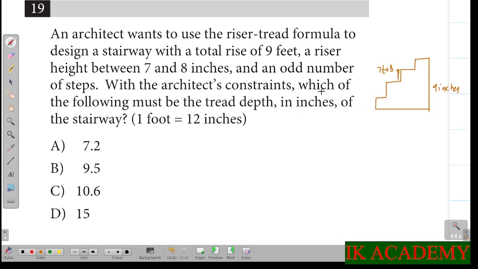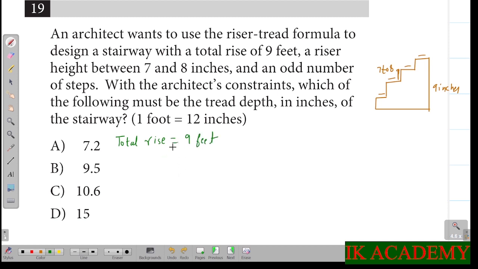With the architect's constraints, which of the following must be the tread depth in inches of the stairway? So we need to find how much depth of this stair must be, if we have an odd number of stairs and each stair has a riser height between 7 to 8 inches. So I'm going to write here the total rise is equal to 9 feet.